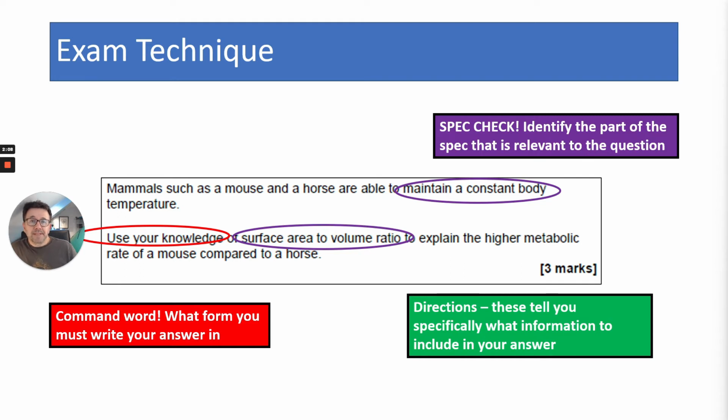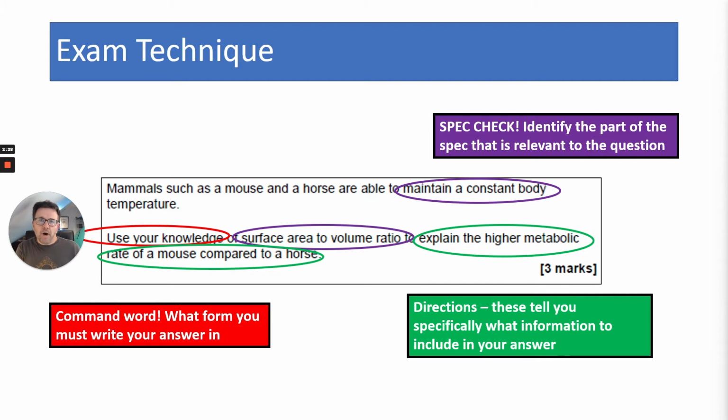Well, this tells you specifically what information to include in your answer. So you've got to talk about surface area to volume ratio, but you've got to explain the higher metabolic rate of a mouse compared to a horse. So you can't just talk about surface area to volume ratio. You've got to then explain why that means there is a higher metabolic rate in the mouse compared to a horse.